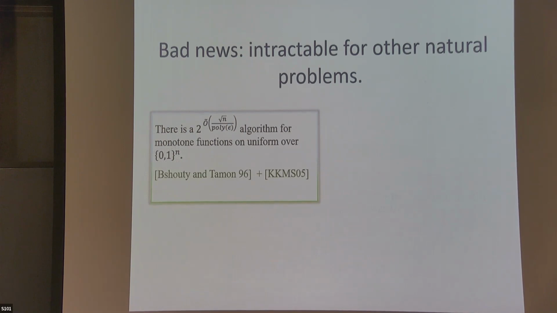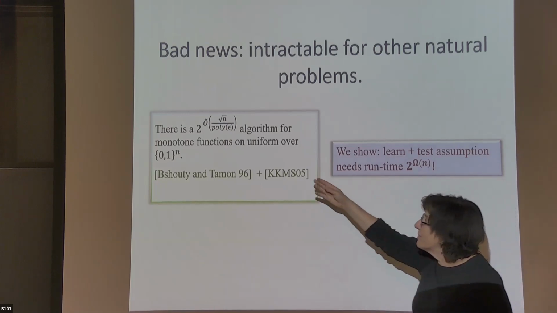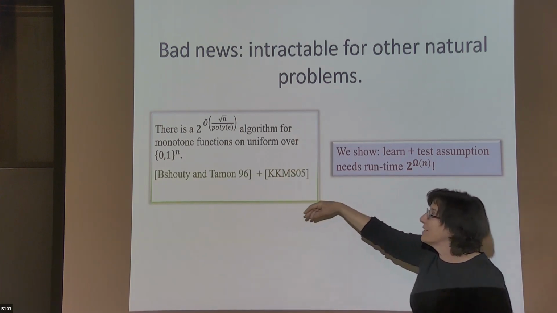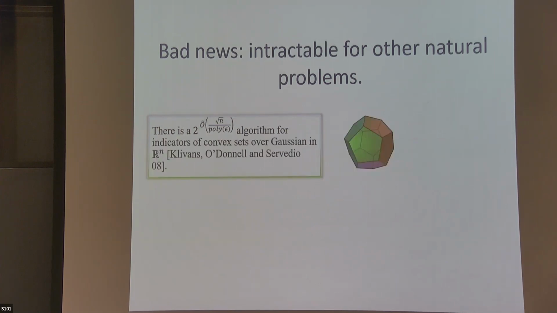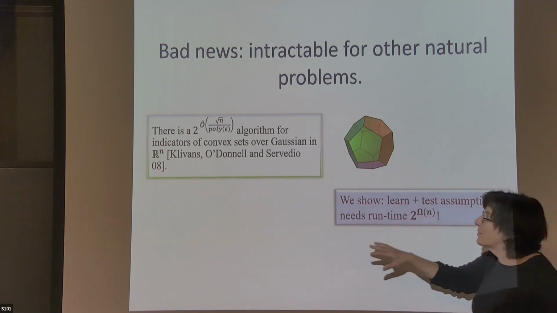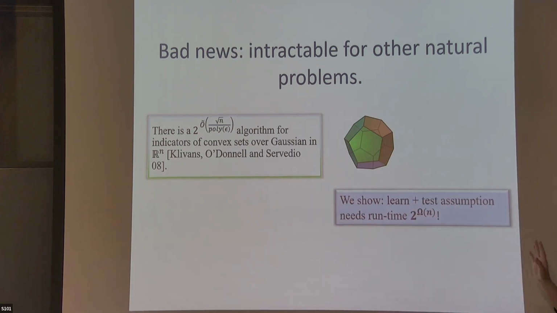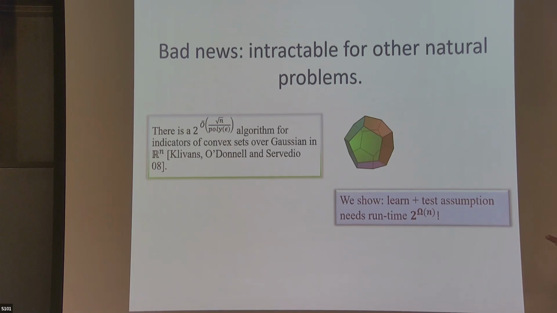There are also negative results, unfortunately. We have to be upfront about this: for learning monotone functions, even though there is a 2 to the order square root n over poly epsilon algorithm for learning monotone functions agnostically on the uniform distribution, doing this learning and testing thing requires 2 to the omega n. So it's not going to help for monotone functions. It's also not going to help for convex sets. So that's learning and testing for convex sets. Even though there is a good agnostic learner for convex sets, this kind of paradigm will not do for that. This is a sample lower bound.